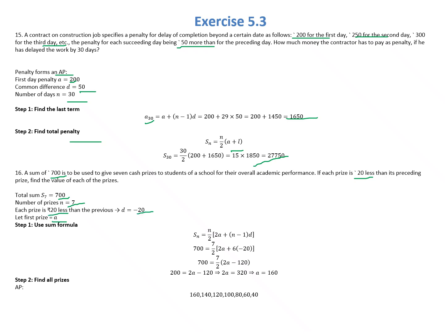Let the first prize be a. We use the same formula here. When we solve it, we get the value of a as 160. Each prize is 20 less than the previous, so 160, then minus 20, minus 20, and likewise. These are the total 7 prizes that we need to distribute. We'll move to the next slide.